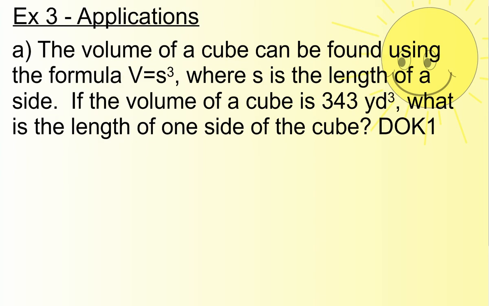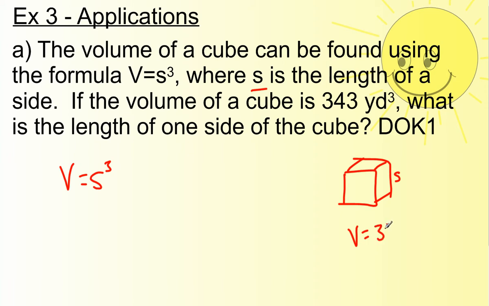Now we're ready for application. So here we go. It says the volume of a cube can be found using the formula V equals S cubed, where S is the length of the side. Okie dokie, cube it is. Length of the side is S. Alright. If the volume of the cube is 343, what is the length of one side of the cube?